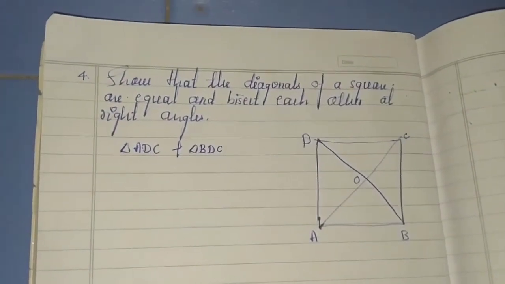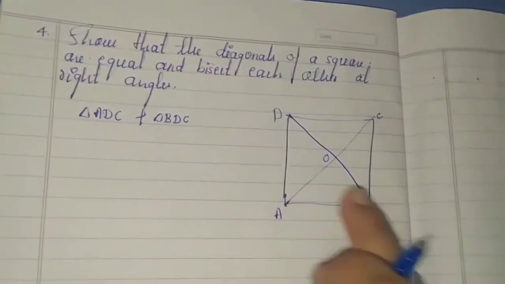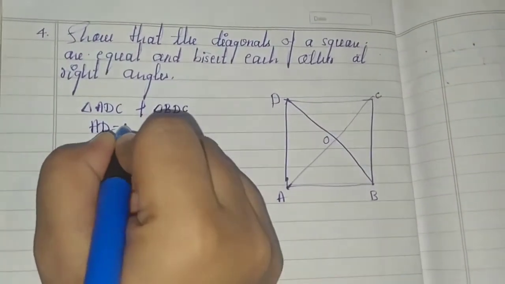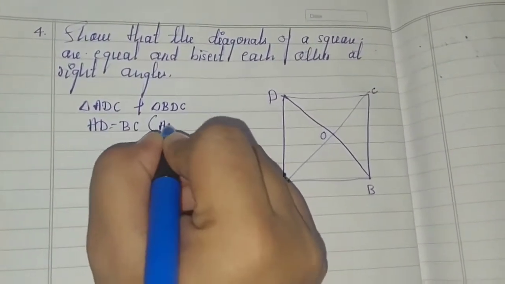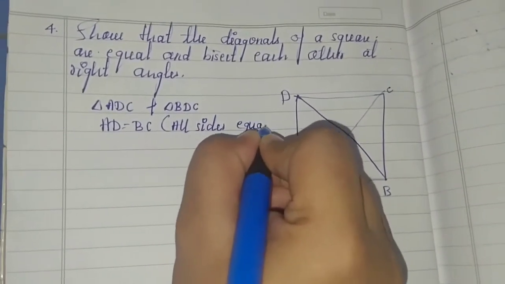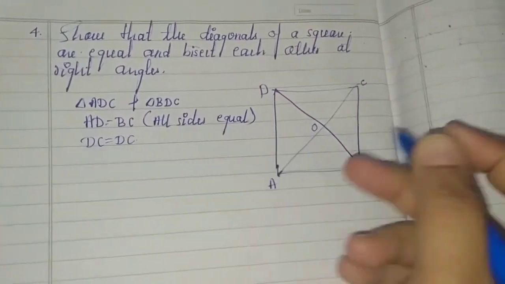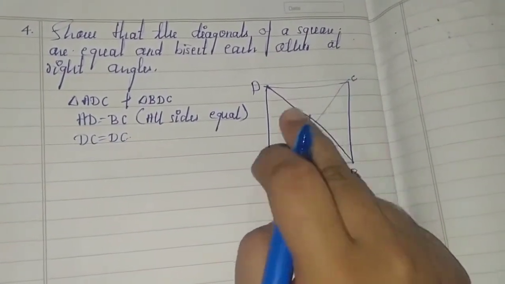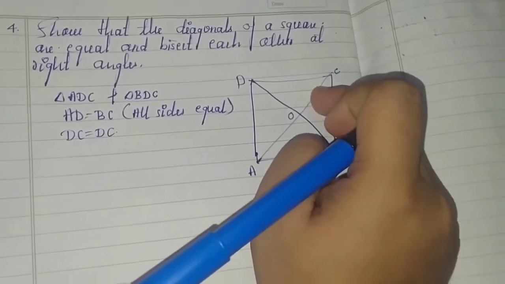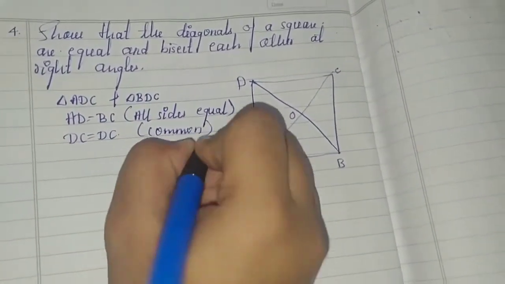In these triangles you can see AD is equal to BC, isn't it? Why have I taken this? Because in a square all the sides are equal to one another. Next, DC is equal to DC. DC is the common side for these two triangles.